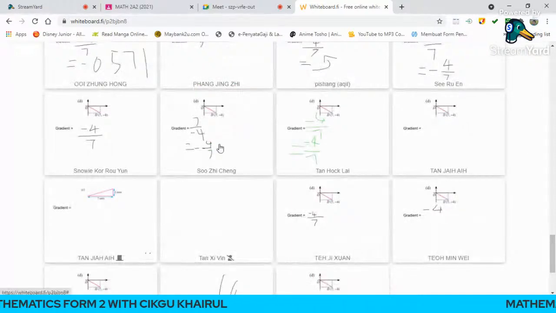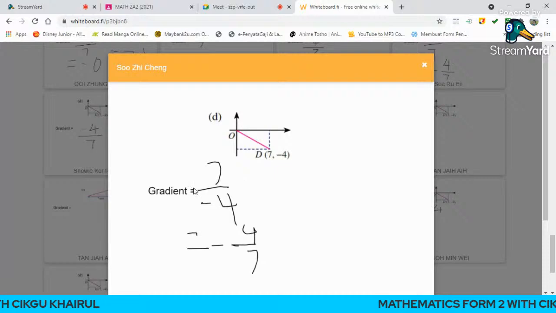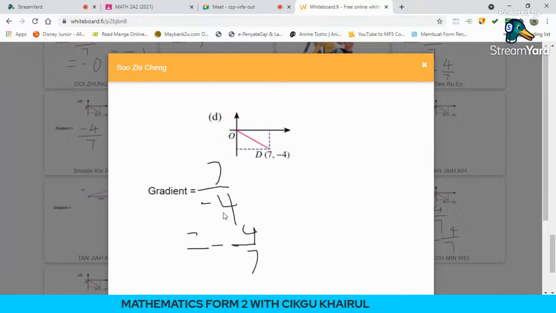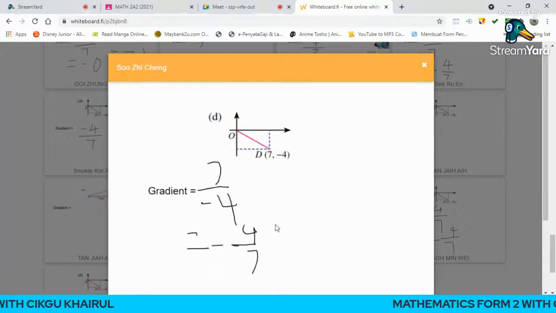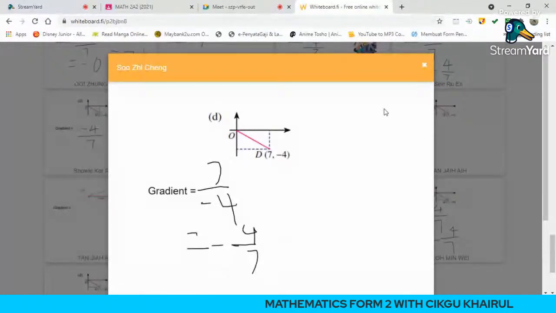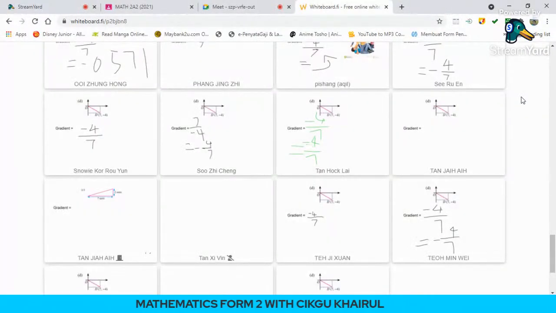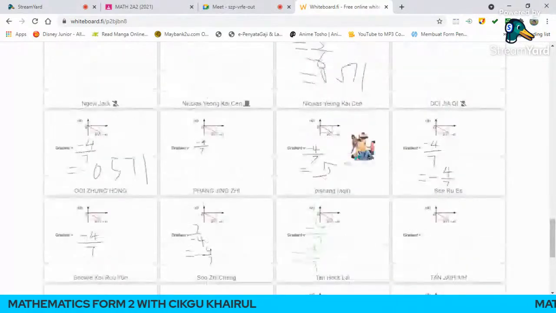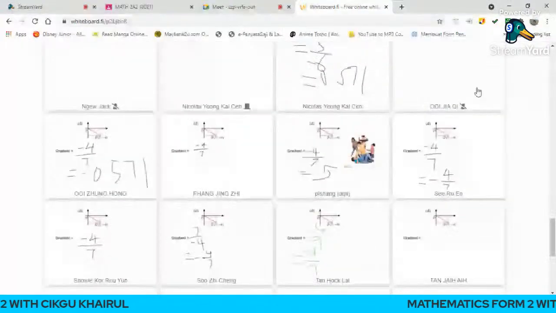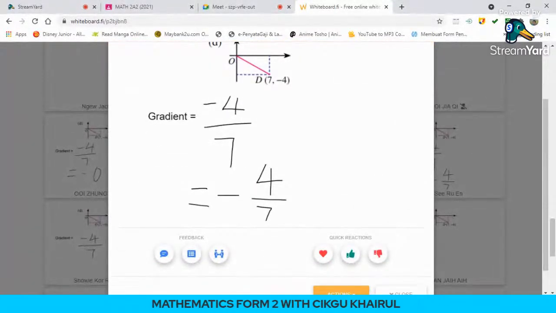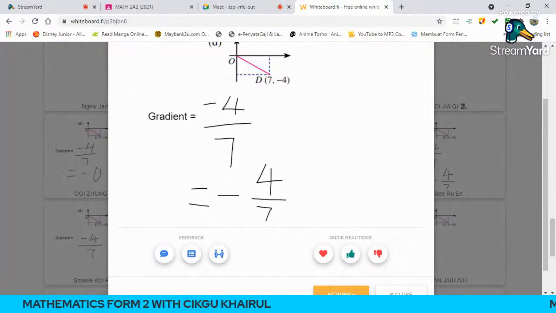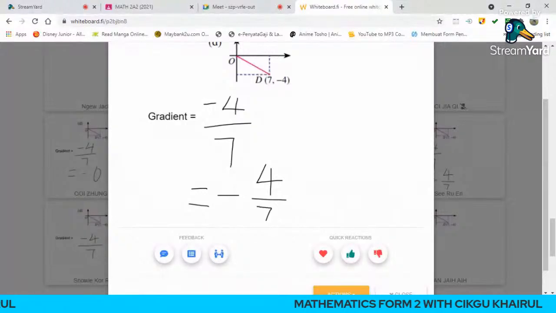Su Ji Cheng, this one you write 7 over negative 4, but your final answer negative 4 over 7. Actually, your first answer is wrong. The second answer is correct. Should be 4 here. Okay, who else? Si Ruan, you write negative 4 over 7 equal to negative in the middle. Both answers correct, but your first answer is already enough.